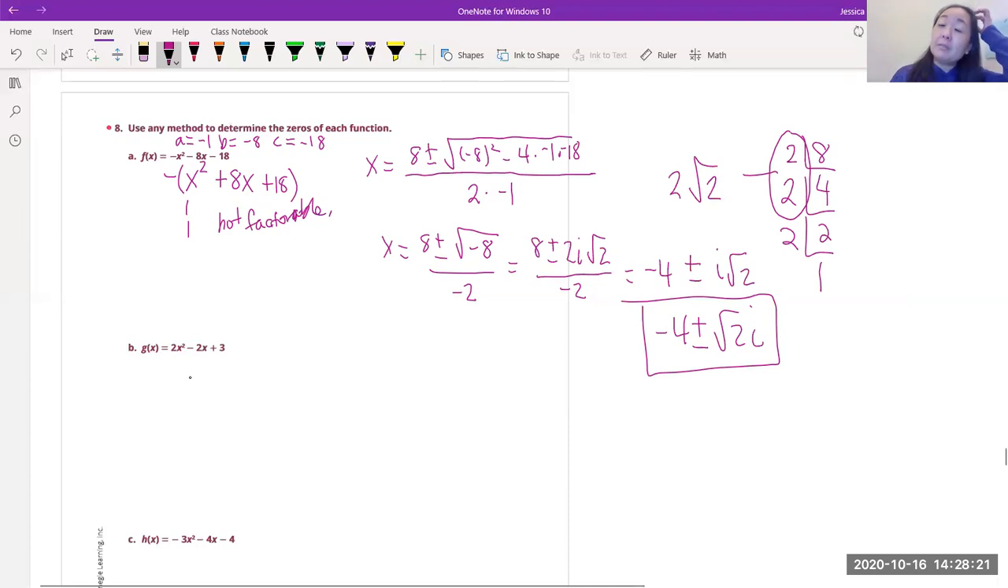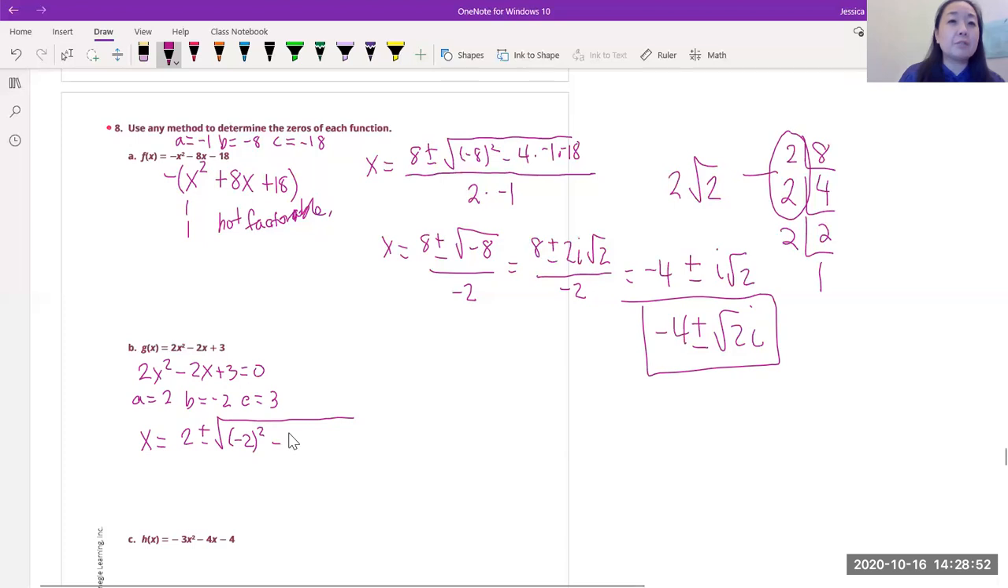All right, so for B, we're going to do the same thing. Some of you guys may have been like, but Miss Lee, you didn't set it equal to 0. I'm like, I'm sorry, I did that in my brain. Okay, and then A is equal to 2, B is equal to -2, and C is equal to 3. So here we go again. So x equals -b, negative of -2, positive 2, plus or minus the square root of b squared, -2 squared, minus 4 times a, which is 2, times c, which is 3, all over 2 times 2, right?